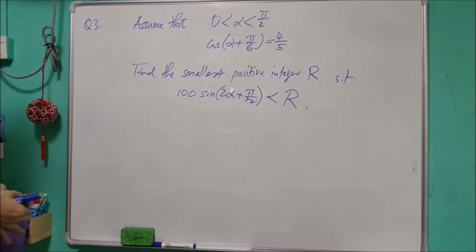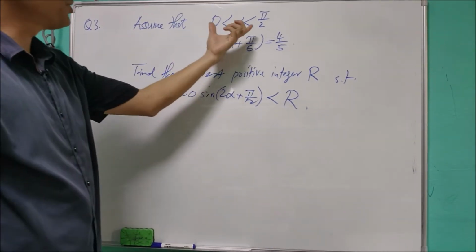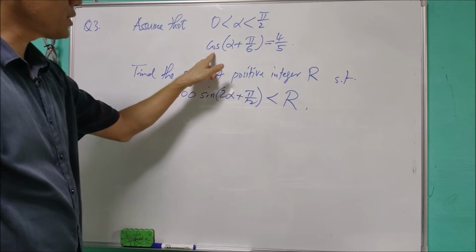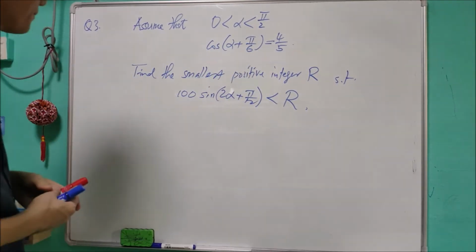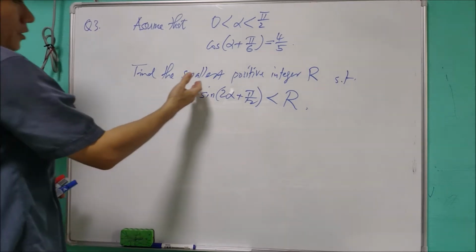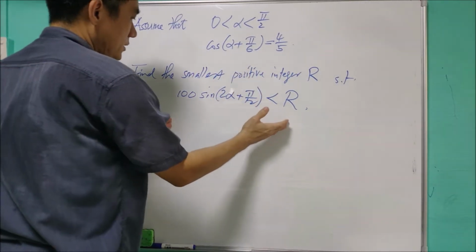This is question 3. Assume that alpha is in between 0 and pi over 2. Cosine of alpha plus pi over 6 equals 4 over 5. Find the smallest positive integer r such that this inequality holds.